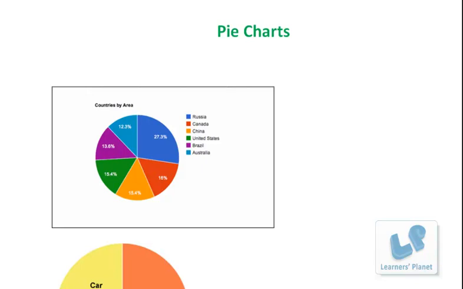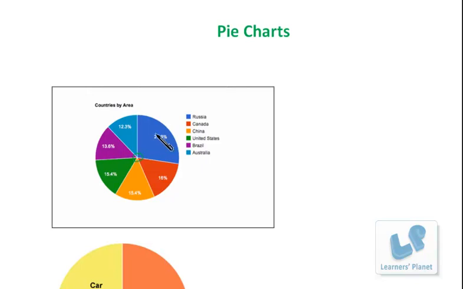Now here you can see countries by area. This is a complete circle, which we call a pie chart. The center angle is 360 degrees, this angle. Here we are given Russia, Canada, China, United States, Brazil, Australia. And these are the segments which show their contribution or their areas.